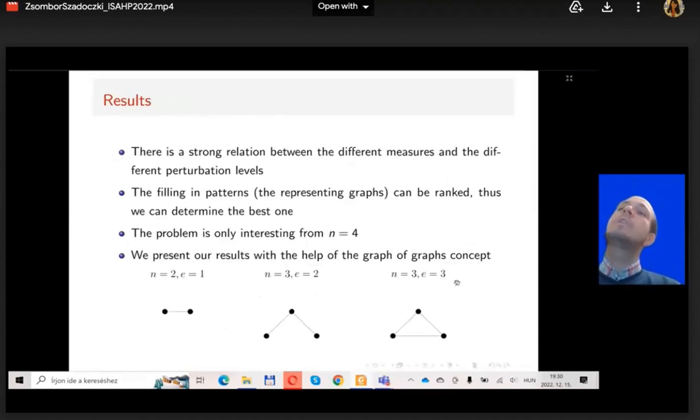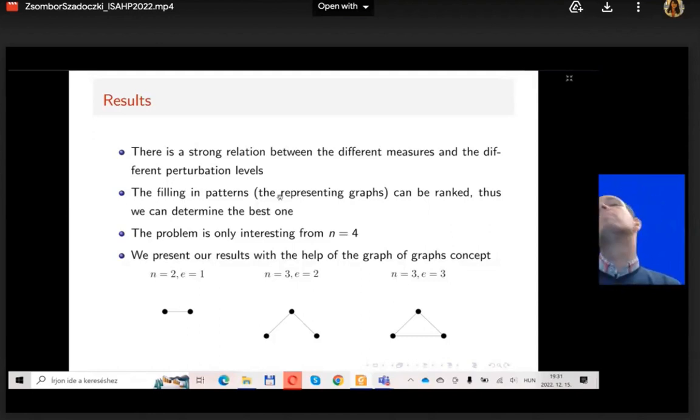It turns out that there is a really strong relation between the different measures and the different perturbation levels, which means that if a pattern is optimal according to one perturbation level, then it will be optimal according to all perturbation levels. And if it is optimal according to the Euclidean distance, then it will almost certainly be optimal according to the Kendall tau measure as well. So basically, we can simply rank our filling in patterns, our representing graphs, and determine the optimal, the best one.